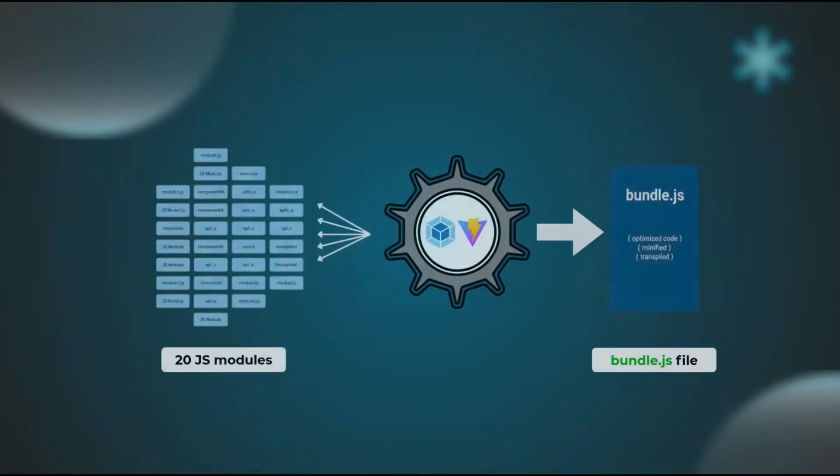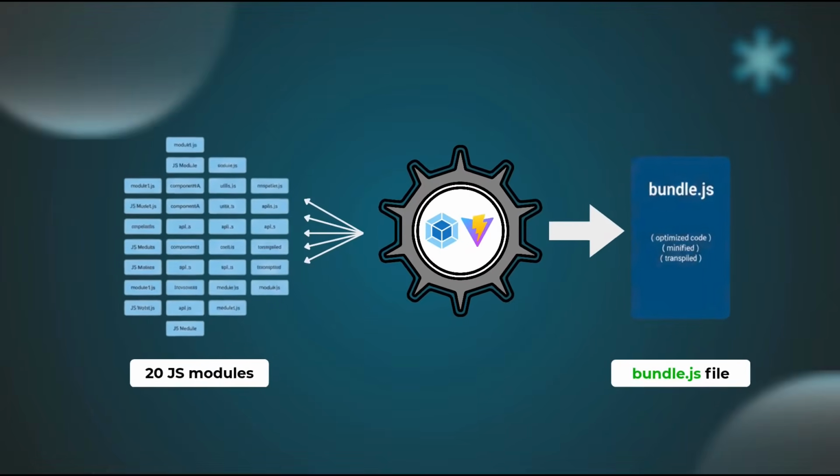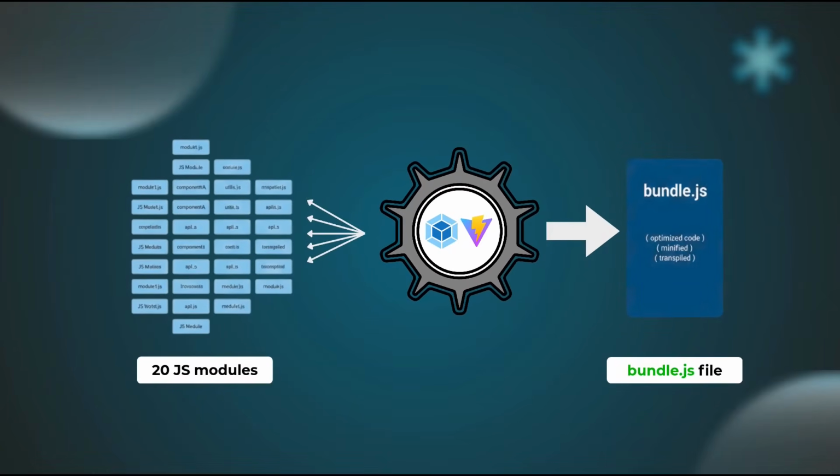To solve this, ES6 introduced modules. A module is simply a file, but it has a superpower. Everything inside a module is highly encapsulated. The variables and functions inside do not leak into the global scope. Let's see how this works.